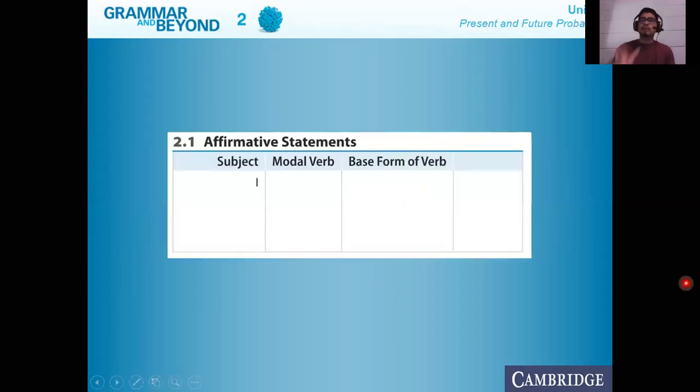Now let's move on to the affirmative statements. If you remember, I told you in the last classes that a statement is basically a sentence that we believe is true. You see over there right now on the screen the pattern that we're going to follow. And the pattern is really simple.